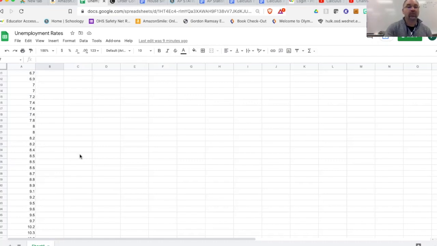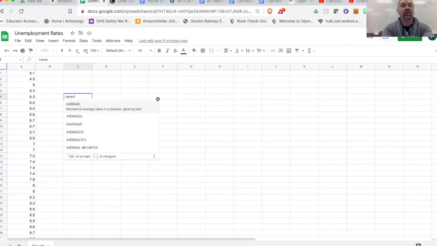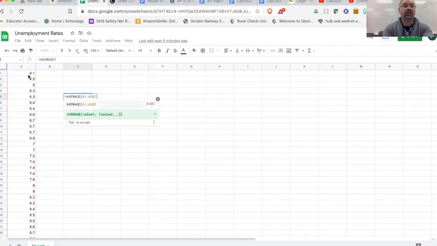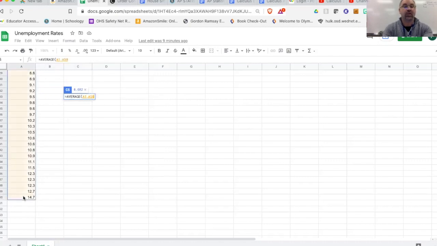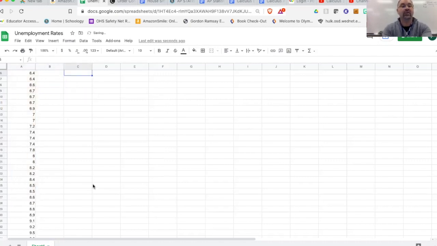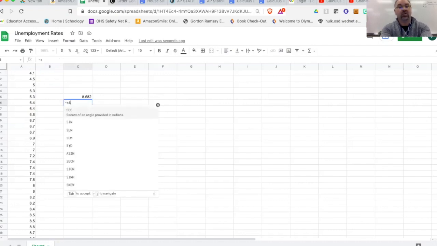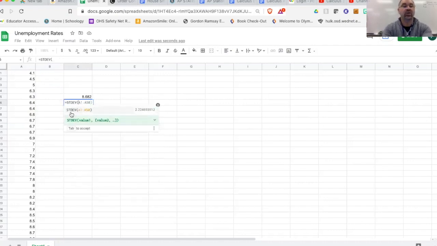So what I'm interested in is, is this data approximately normal, or is there some really obvious departure from normality? The first thing I need to do is figure out what the mean is. Because I'm on a nice spreadsheet program called Google Sheets, we can find the average quite easily. The average is 8.62. And I can also find the standard deviation pretty easily. It's 2.22.